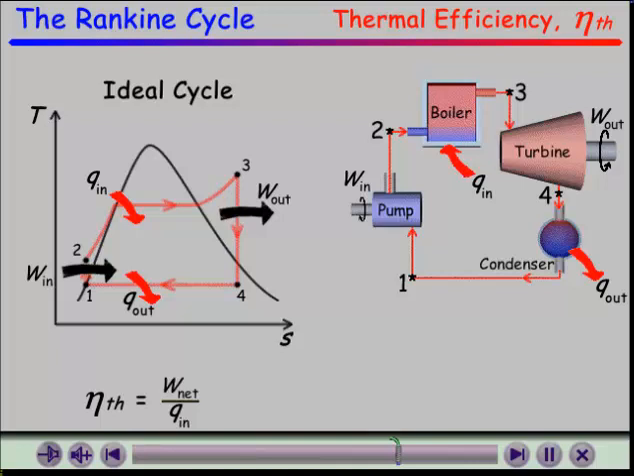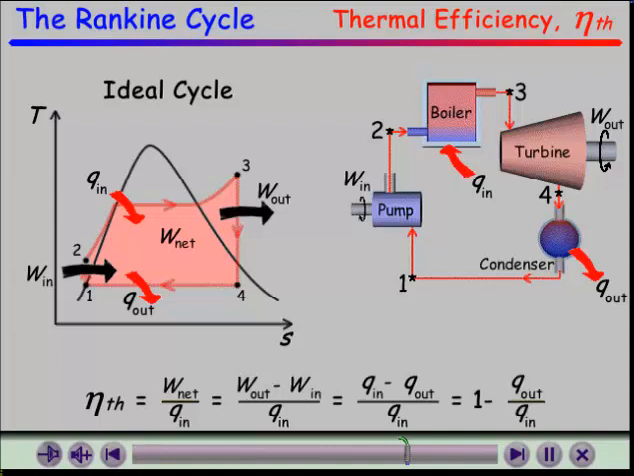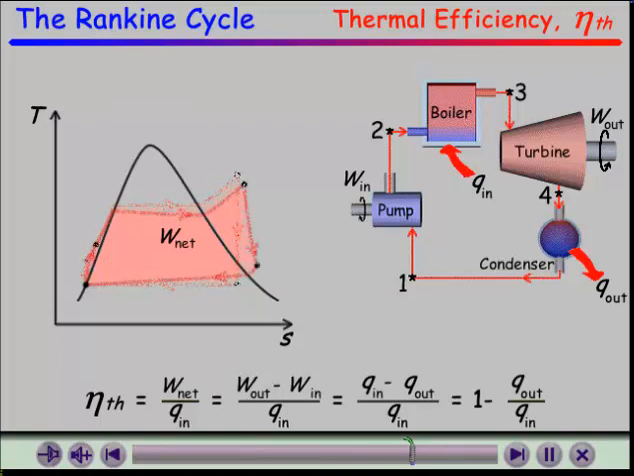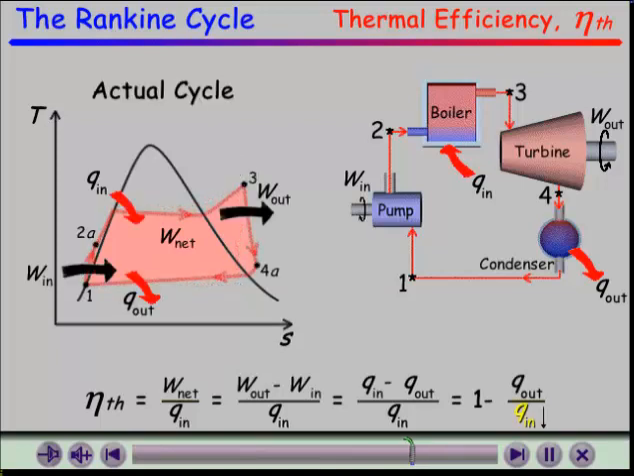The net work output is shown by the area enclosed in the TS diagram. The net work that is produced by the Rankine cycle is equal to the total work output from the turbine minus the work required to drive the pump. The net work of the cycle can also be expressed by the difference between the heat energy input and the heat rejected. In the actual cycle, we can see that the heat added to the system is less than ideal. Also, the amount of heat rejected is greater than we desire. This causes the thermal efficiency of the Rankine cycle to decrease.